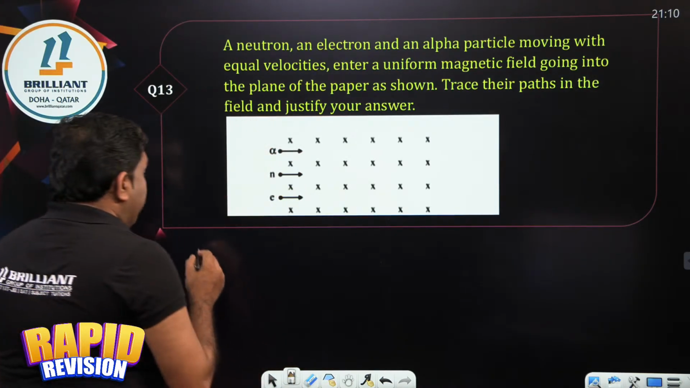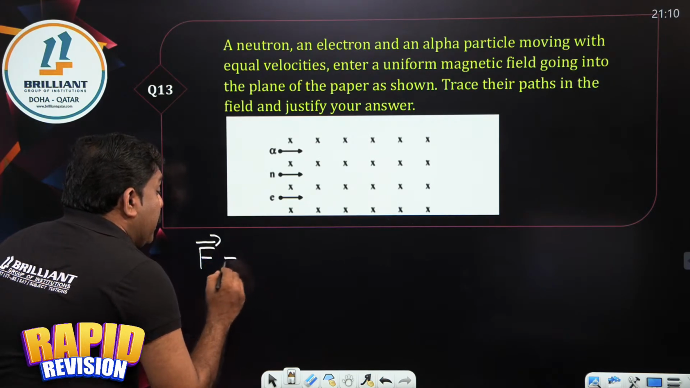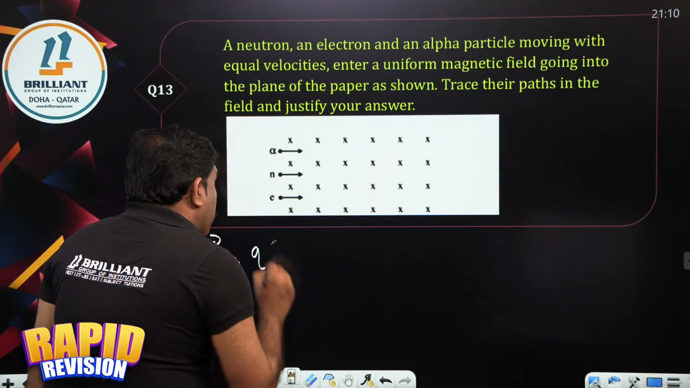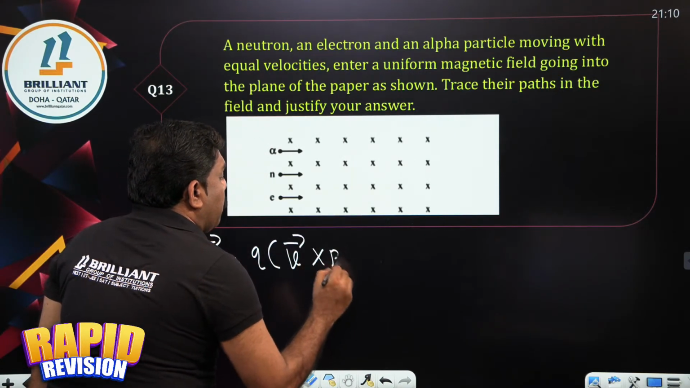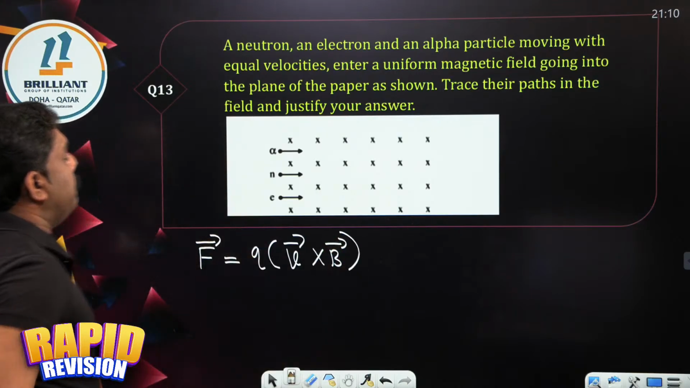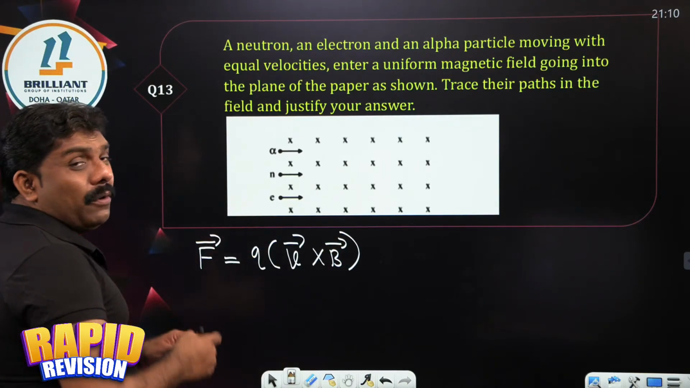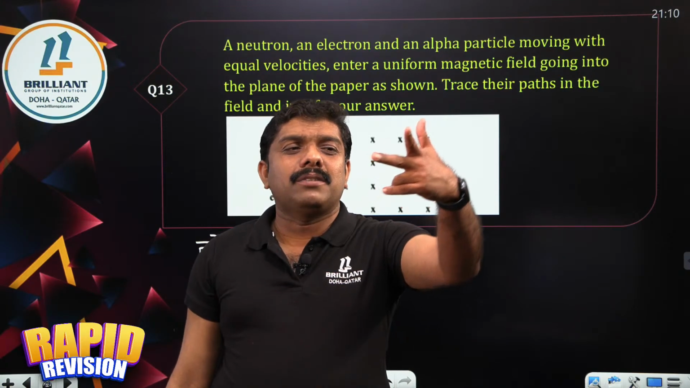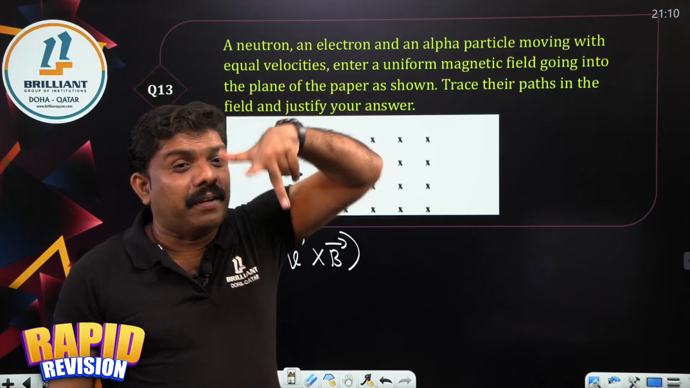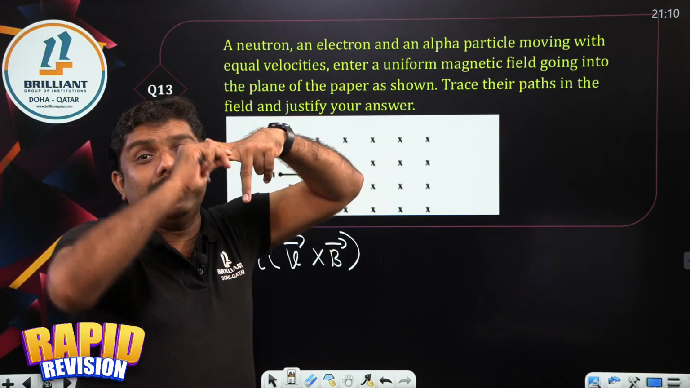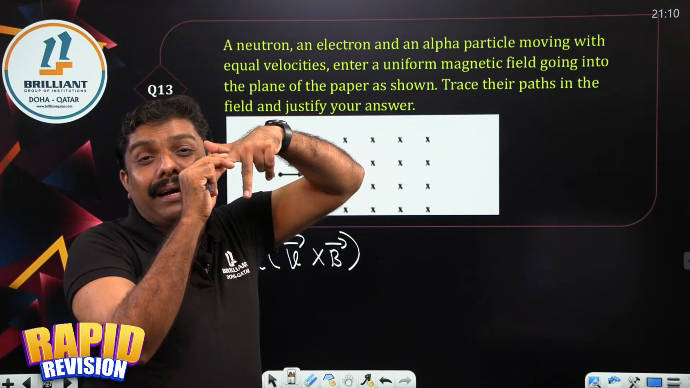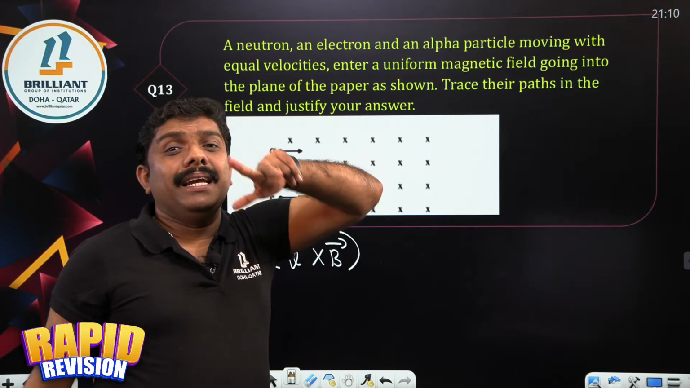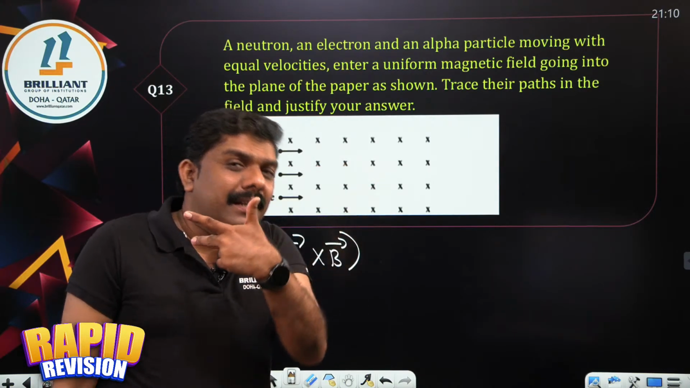To find the direction of force, we have the formula vector F equal to Q into V cross B. Here we are actually using Fleming's left hand rule. Fleming's left hand rule means we stretch our left hand fingers in such a manner that father, mother, child: force, magnetic field and velocity. The thumb will represent the direction of force.